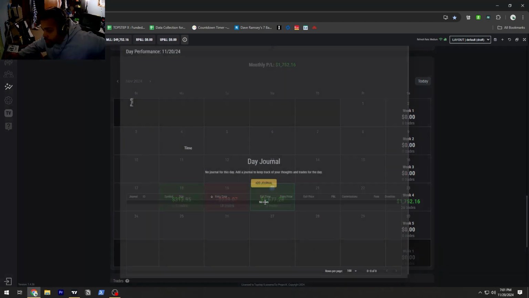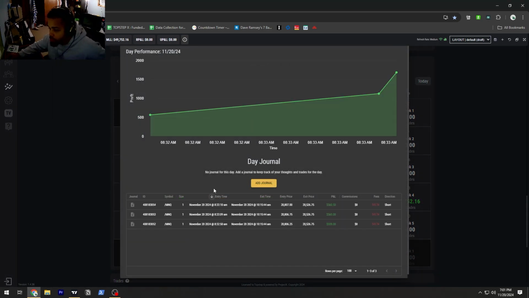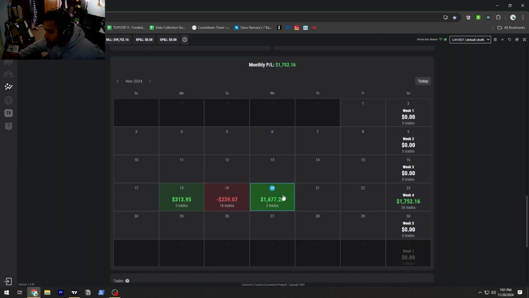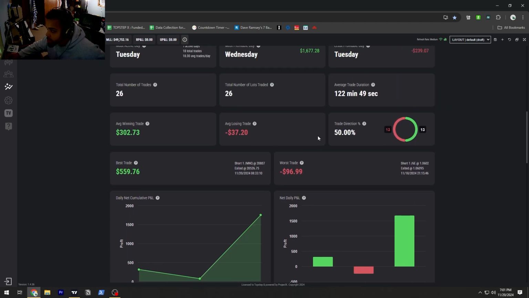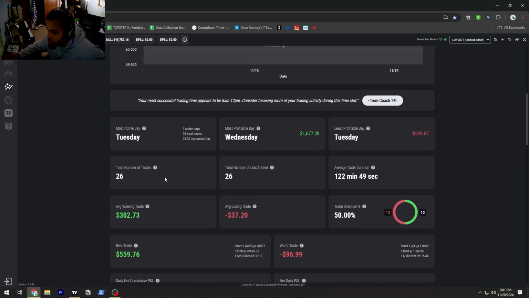So again, it was just 3 trades, 3 micros, not too special. My risk was 10%, which was actually a little more. It was like 11%. It was $260 around there. That was the risk, to obviously make the $1,677. I knew it was going to be a very expensive day. Don't ask me how, I just know.